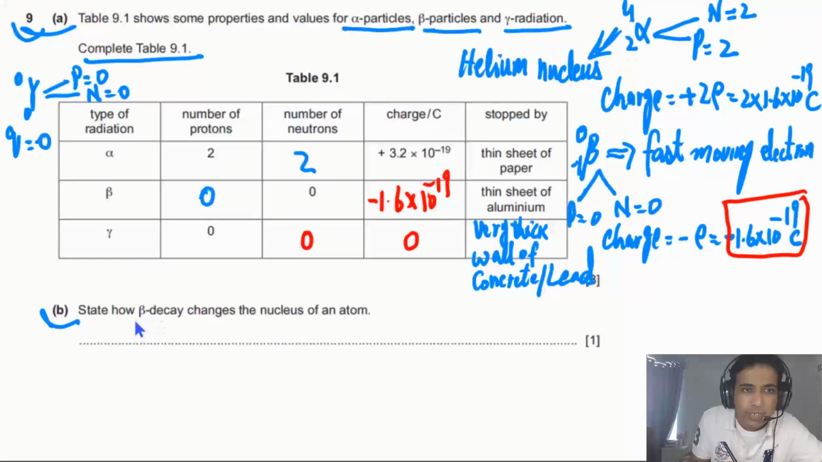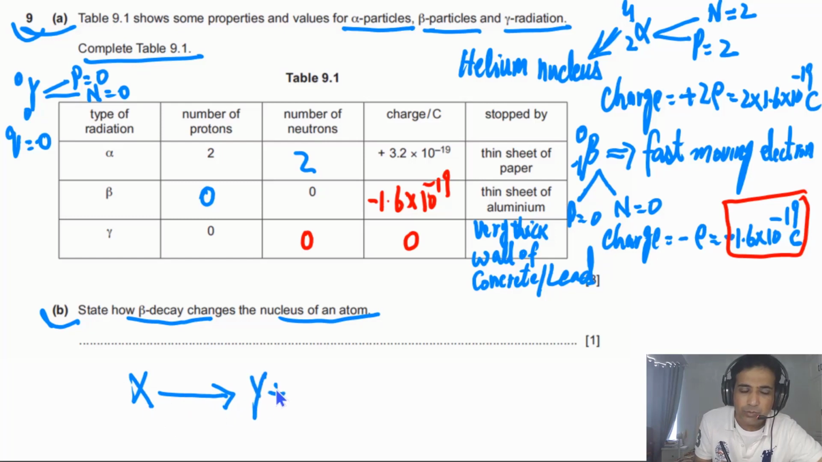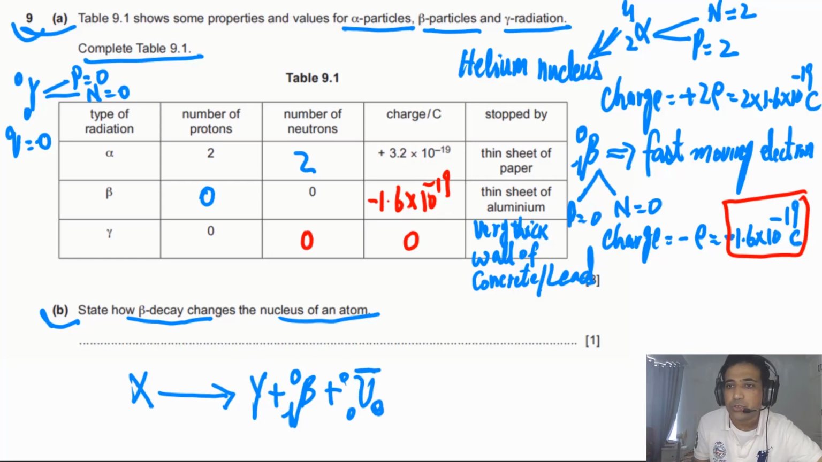Part B says state how beta decay changes the nucleus of an atom. So first of all, let's try to understand beta minus decay. Let's say we have nucleus X. It decays into nucleus Y by emitting beta minus particle. If beta minus particle, it means there is also electron anti-neutrino. But for this question, simply we need to understand the change in the nucleus of an atom. This nucleus, imagine that it has atomic number Z and it has mass number A.